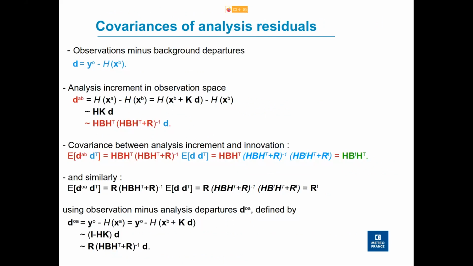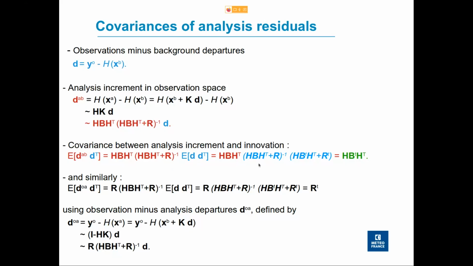So if we follow the notations used in this slide, the analysis increment in observation space, DAB, can be written as the product between the innovation D and the gain matrix HK, which can be expanded as function of background and observation error covariances. And this allows the covariance between the analysis increment DAB and the innovation to be written like this, where appears the innovation covariance E[DD^T].